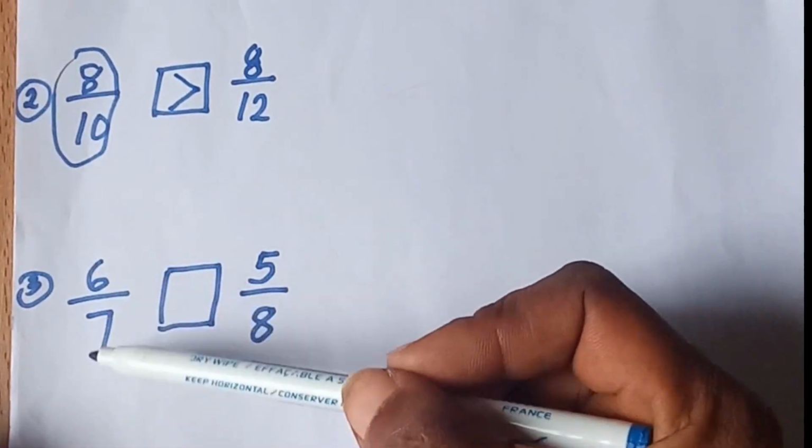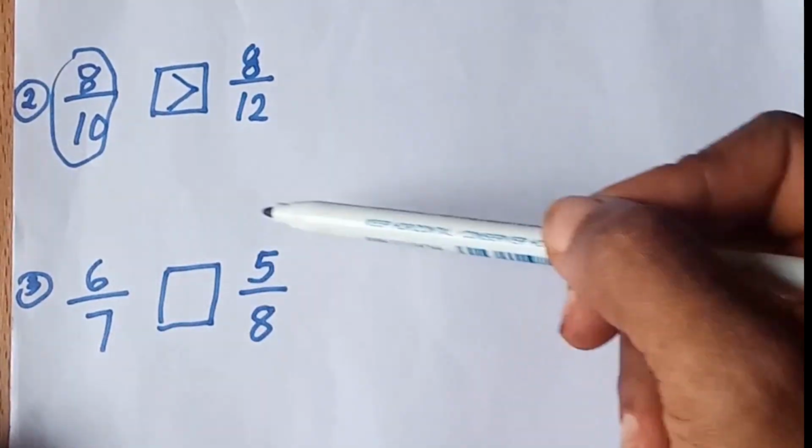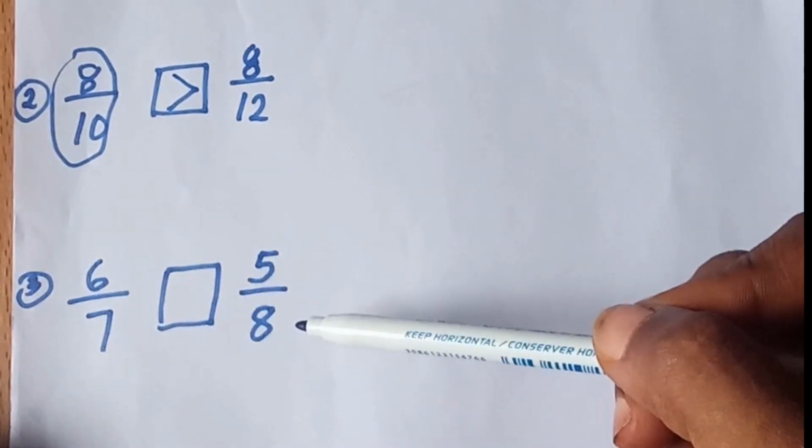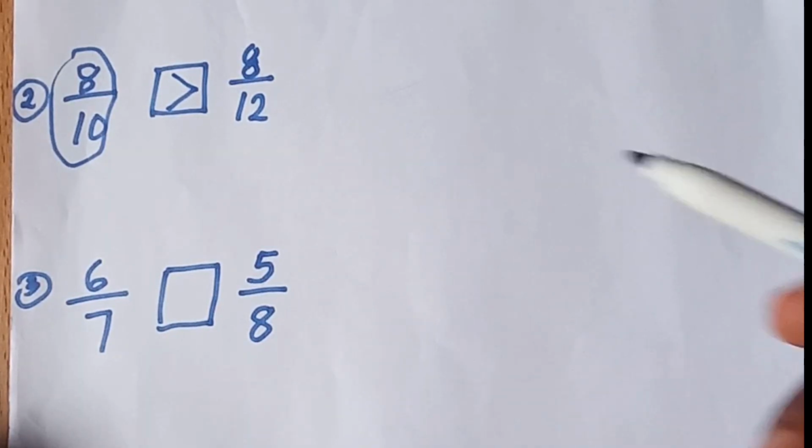Then the last one, here we have totally different fractions. We have 6 all over 7 and 5 all over 8. They both have different numerators and different denominators. So how do we go about this? We need to cross multiply.